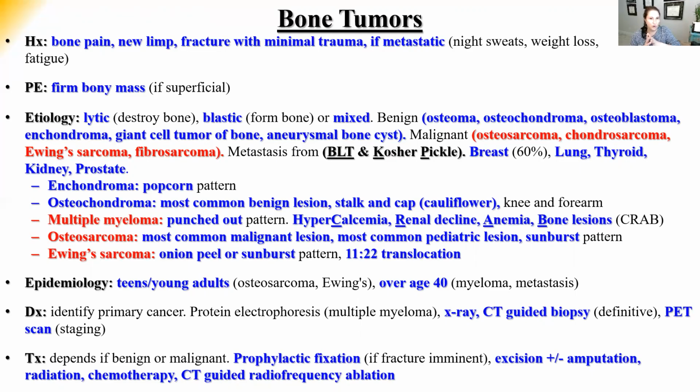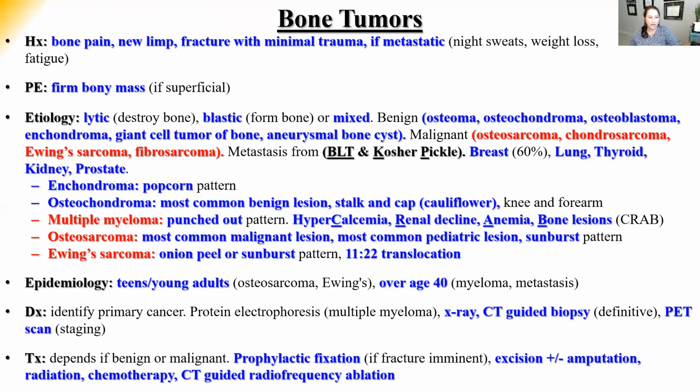Here's a really good exam question coming up here. Metastasis occurs to the bone most commonly from BLT and a kosher pickle. The most common cancer to metastasize to the bone is going to be breast. Then we go lung, thyroid, kidney, prostate.